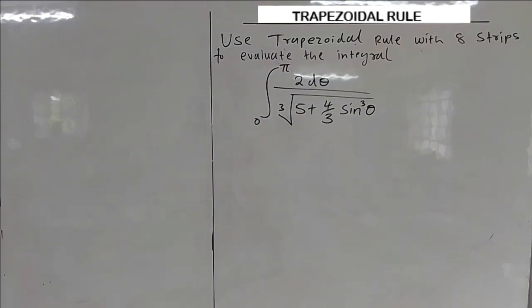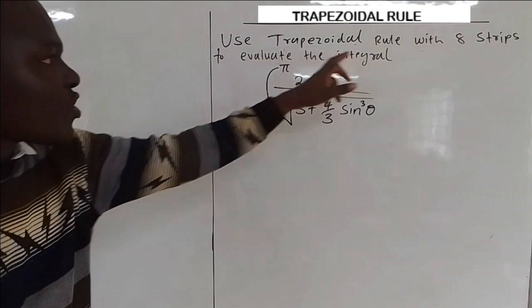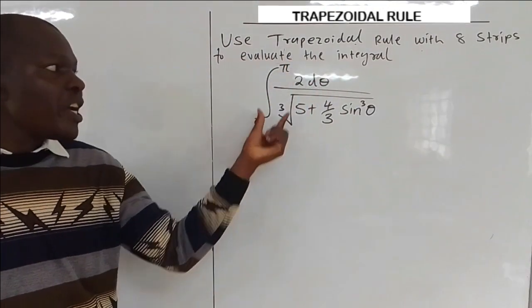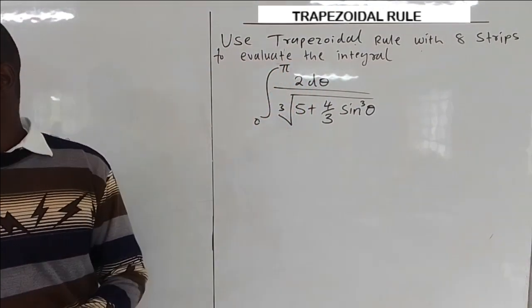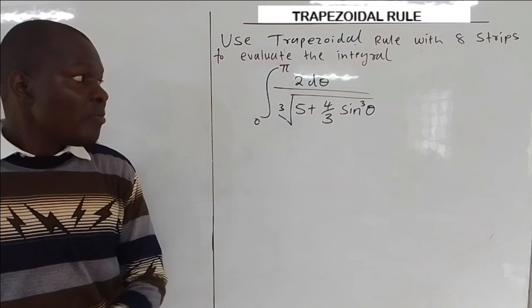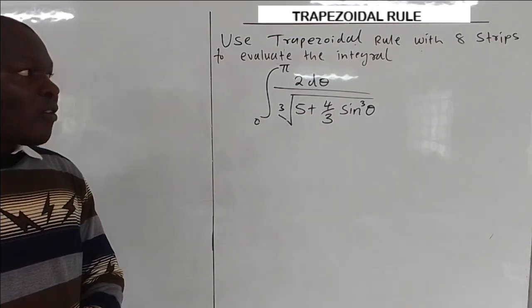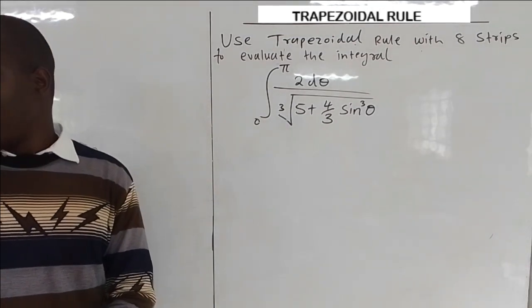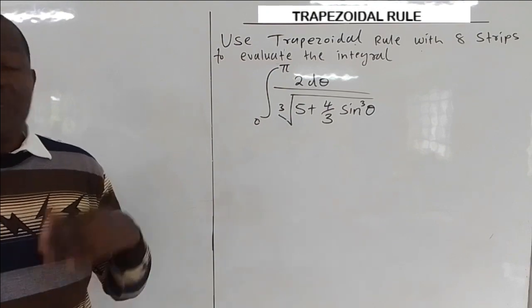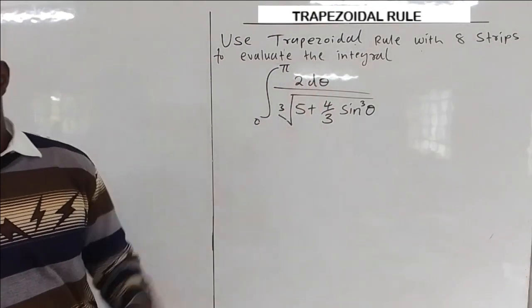The same question with a different rule. You'll be told, use the trapezoidal rule with 8 steps to evaluate the integral from 0 to pi of 2 dθ over the cube root of 5 plus 4 over 3 sine cubed θ. Are we together? So the first thing, you need to know the function, isn't it?